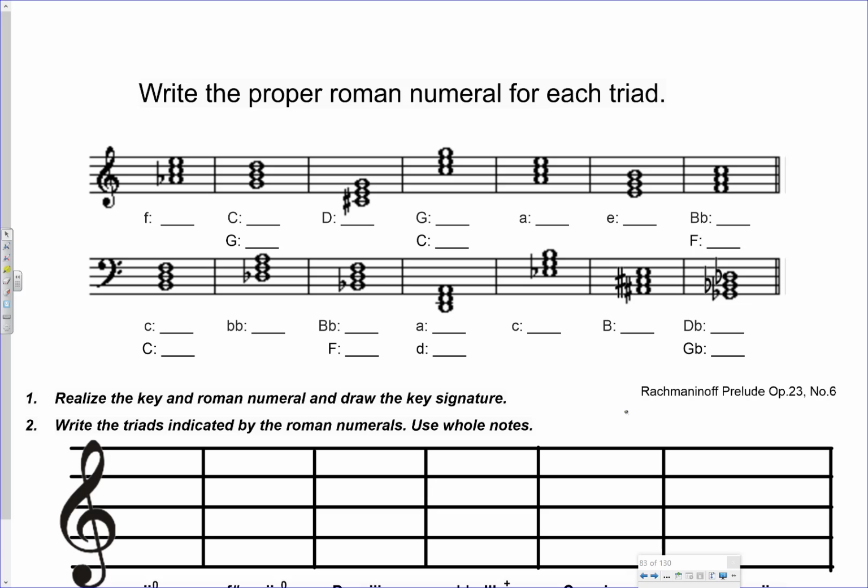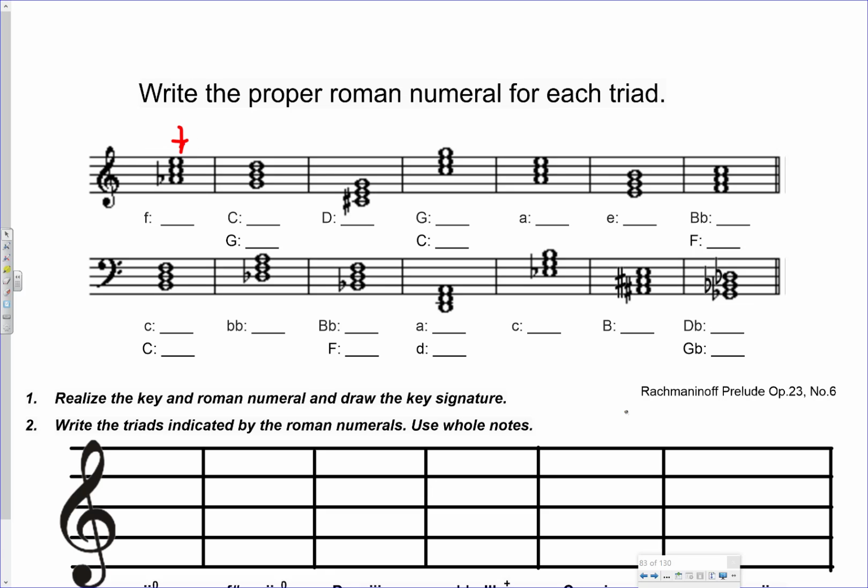The key is F minor. My root of that triad is A flat. The third is a C, and the fifth is an E. I know that that triad is augmented, because A flat to C is a major third, and C to E is a major third. So I'm going to make a little plus sign here as a reminder that that is an augmented triad.